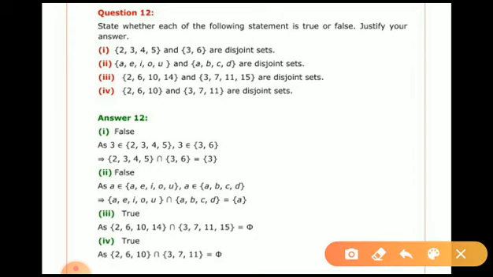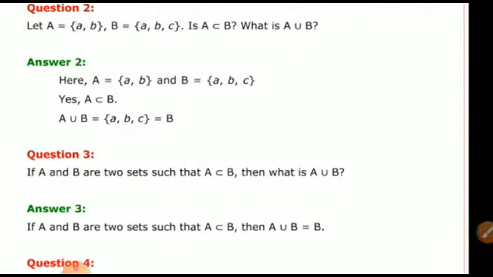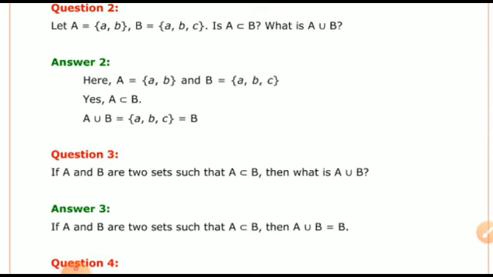Okay. Next one, 2, 6, 10 and 3, 7, 11 are disjoint sets. Check whether there is any common element? No. And hence the two sets are disjoint sets. So disjoint sets mean what? If there is no element common between two sets, then the two sets are said to be disjoint or separated sets.